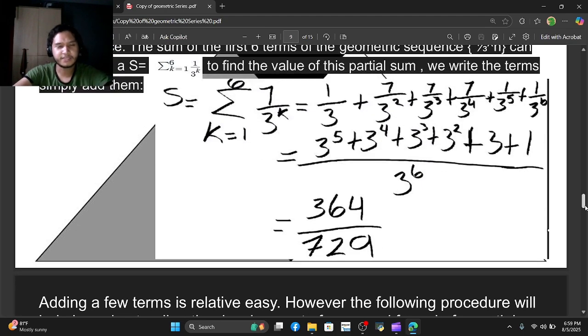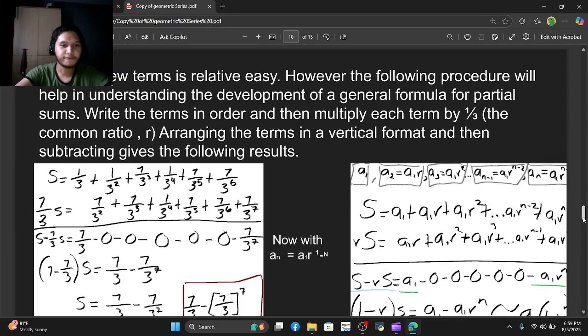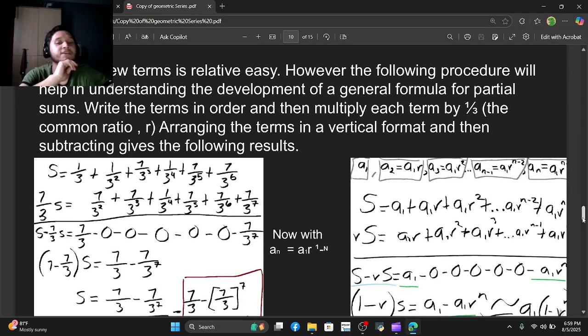This will be really similar to the last one, the arithmetic. Adding a few terms is relatively easy. However, the following procedure will help in understanding the development of a general formula for partial sums. Write the terms in order and then multiply each term by one third, the common ratio. Arranging the terms in a vertical format, then subtracting gives the following results.